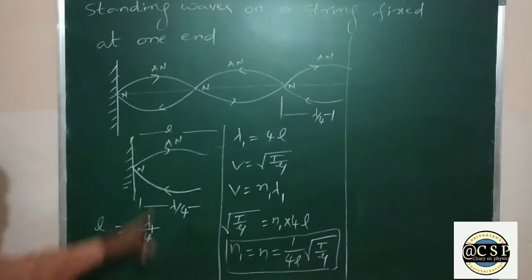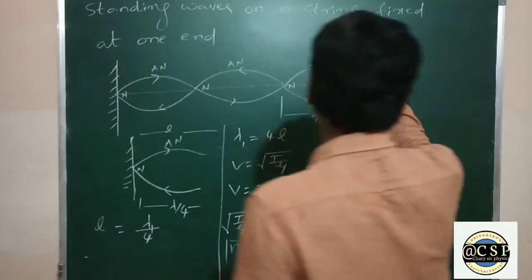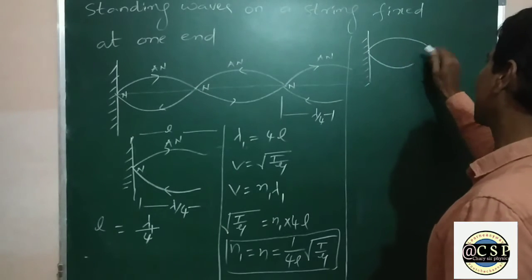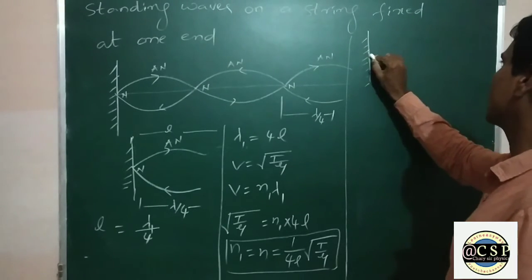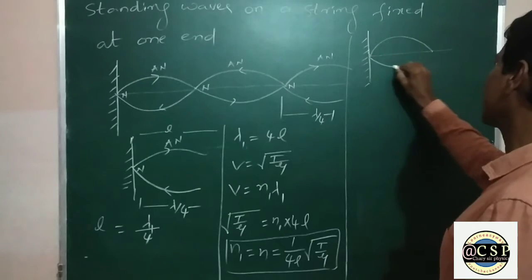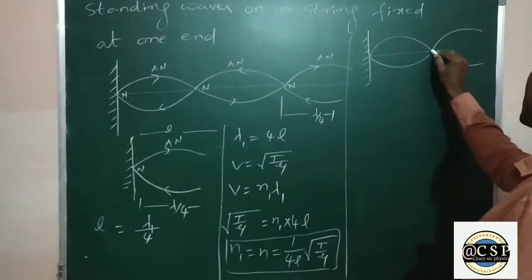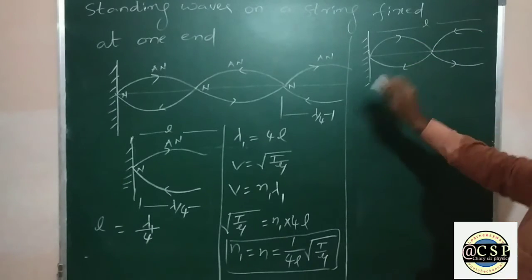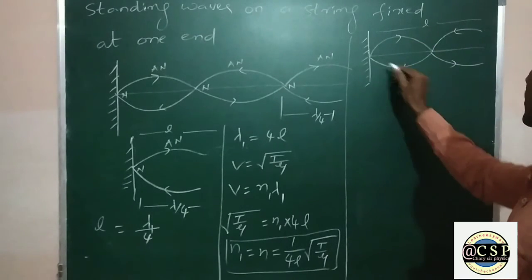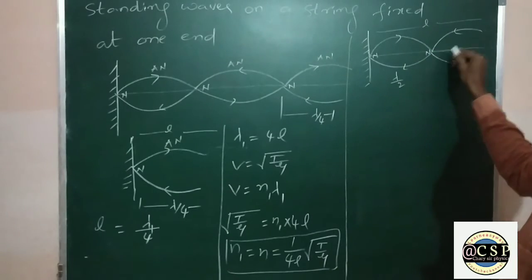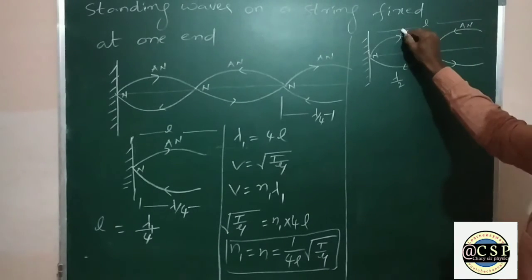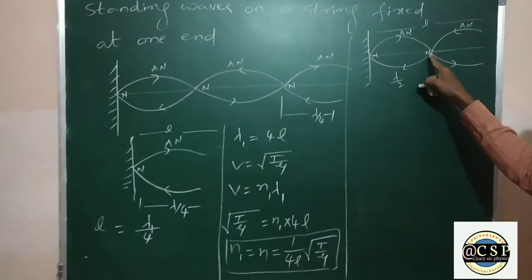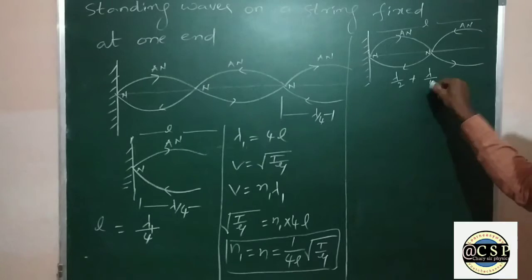So this is the first harmonic, and for the second harmonic, at one end I am taking like this. This is the first one, and the second one is opened like this. Its length is L, and the direction of the wave is like this, with lambda by 2 from here to here. This is an antinode, and this is an antinode. The distance between node and node is lambda by 2, and the distance between node and antinode is lambda by 4.